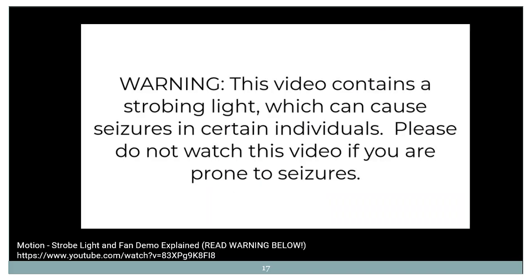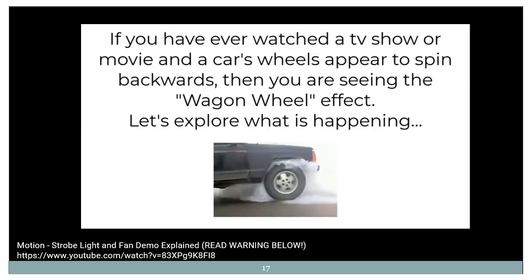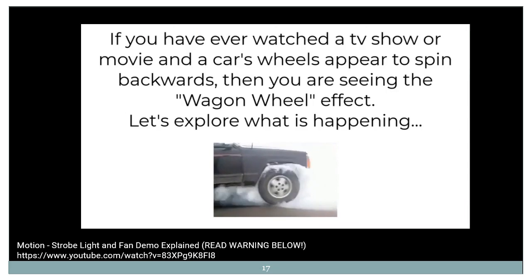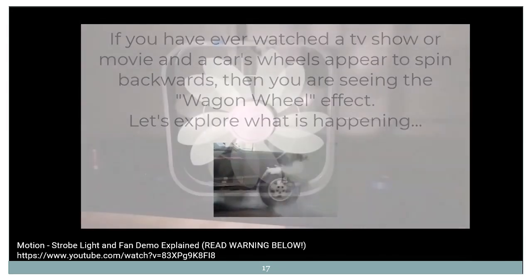This video does contain a strobe light, so if you are prone to seizures, please do not watch this video. Now, if you've ever watched a video or a TV show that has a car in it and the wheels appear to be spinning backwards, you are witnessing the wagon wheel effect. We're going to explore what's happening through this demo.